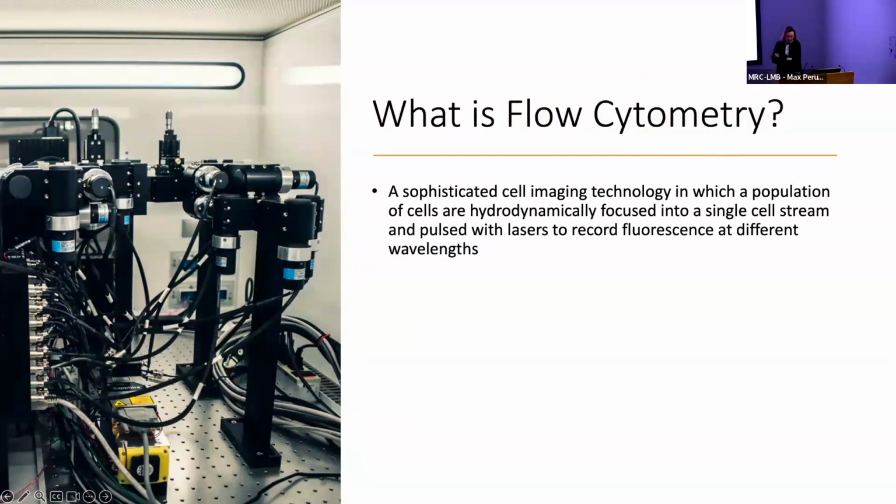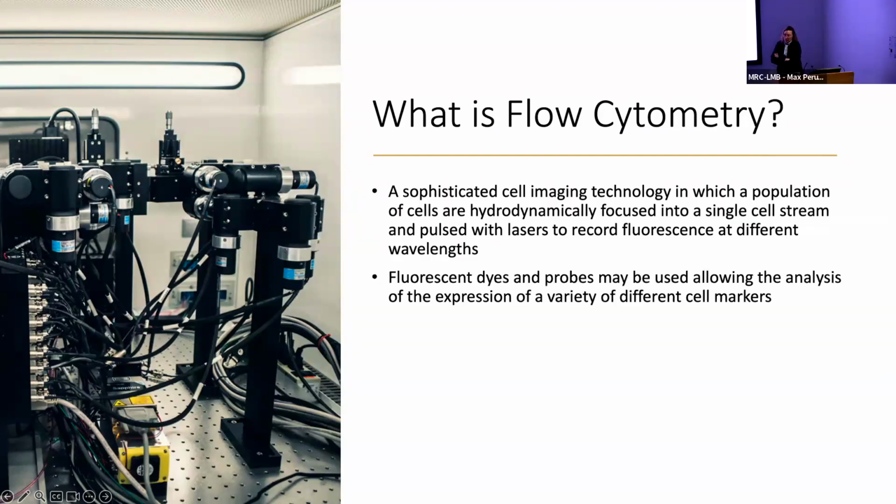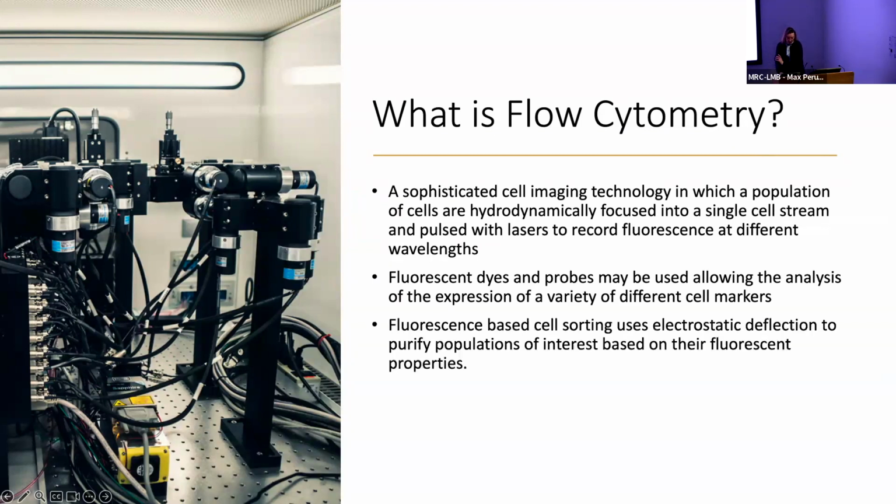So flow cytometry is a sophisticated cell imaging technology, but unlike typical imaging technologies, it just looks at populations of cells that are hydrodynamically focused into a single cell stream, and it's pulsed with lasers to record fluorescence at different wavelengths. We don't actually get an image or any spatial information, but we do get mean fluorescence intensity. And then we use fluorescent dyes and probes, allowing us to analyze the expression of a variety of different cell markers. We can also look at organelles or DNA cell cycle, for example.